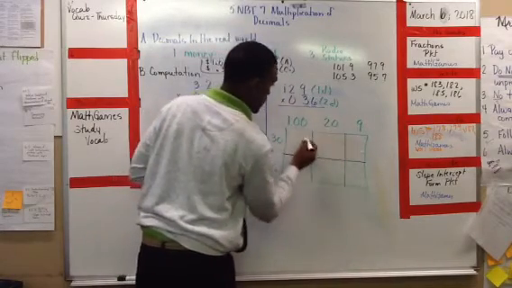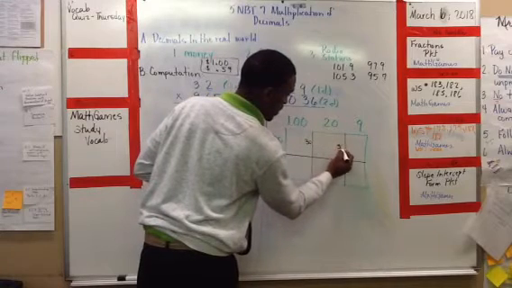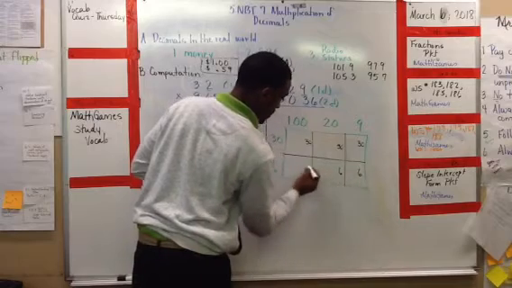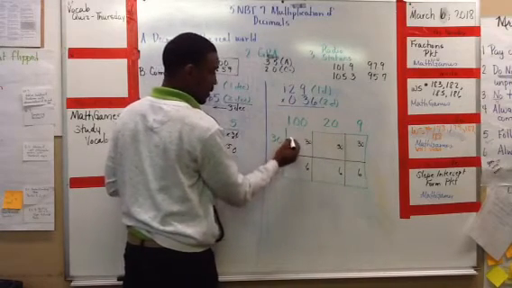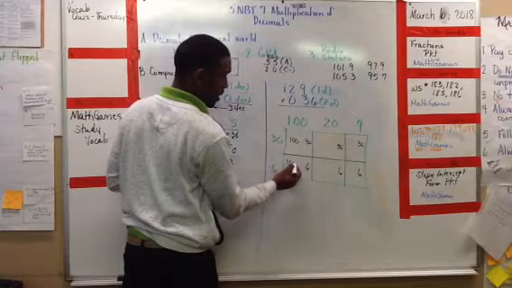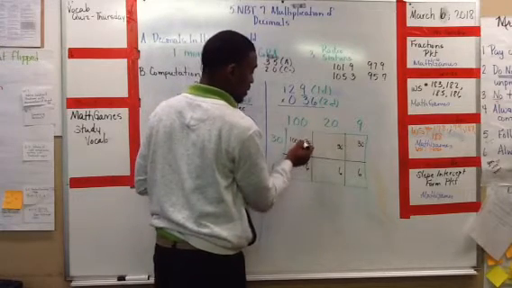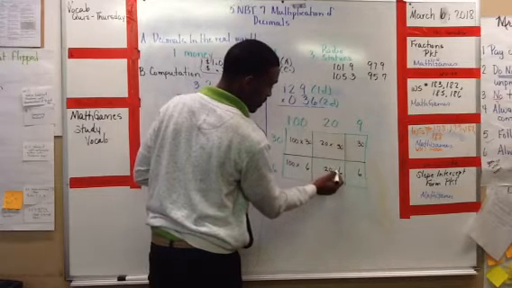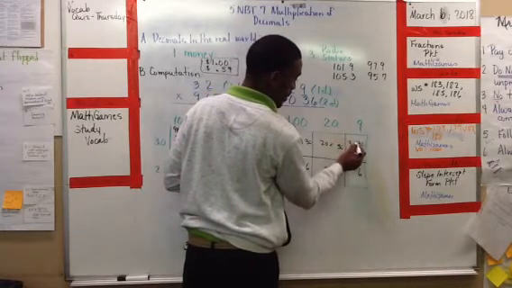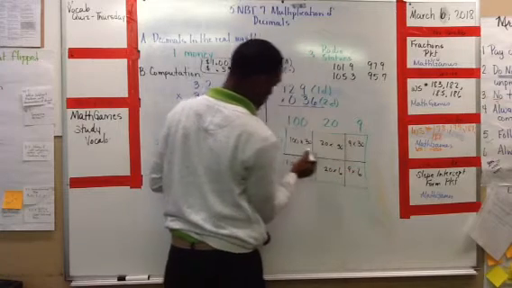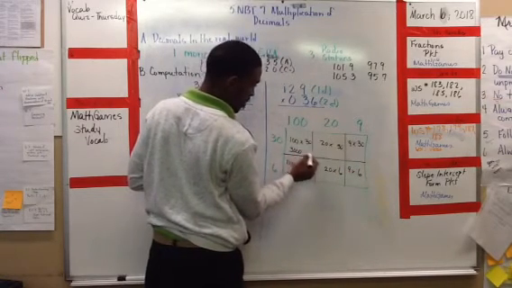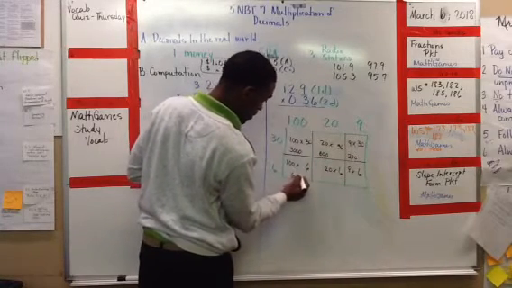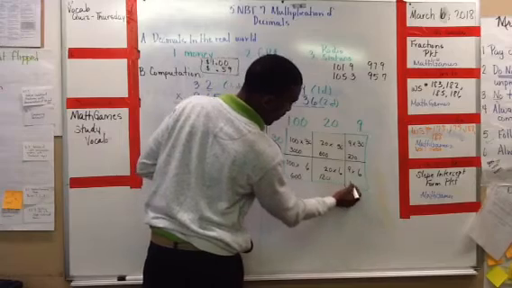This is the 30 row, so 30 belongs in every box. This is the 6 row, so 6 belongs in every box. This is the 100 column, so 100 belongs in every box. Put multiplication symbols. This is the 20 column, so 20 belongs in every box. This is the 9 column, 9 belongs in every box. Now I'm solving. It's 3,000, 600, 270, 600, 120, and 54.